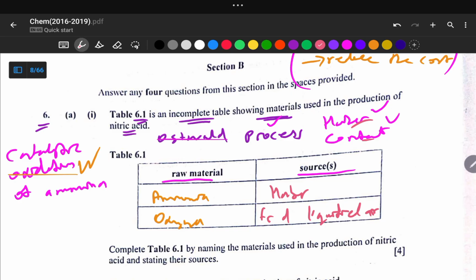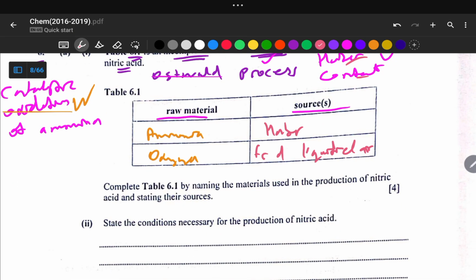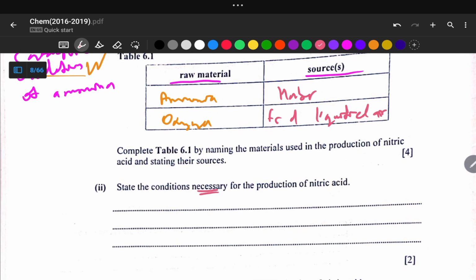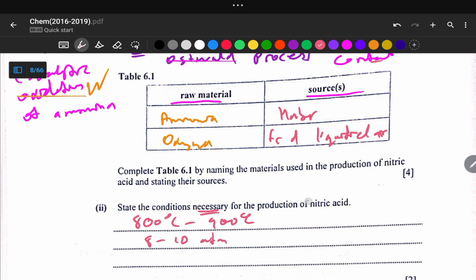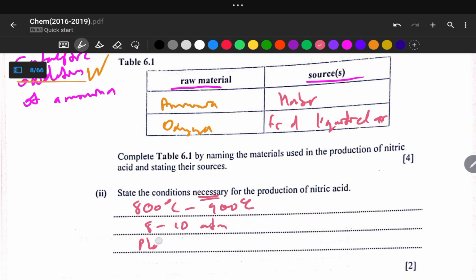The next question says state the conditions necessary for the production of nitric acid. We are going to have a temperature of about 800 degrees Celsius to 900 degrees Celsius, a pressure of about 8 to 10 atm, and platinum-rhodium used as a catalyst.